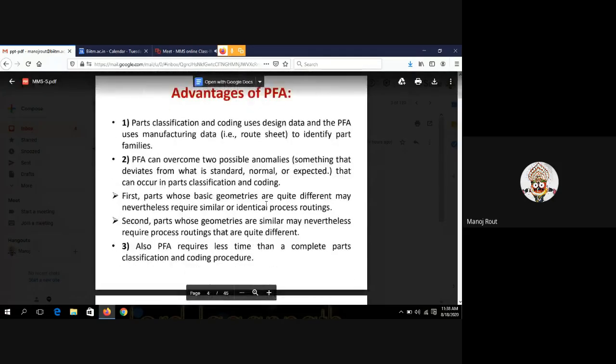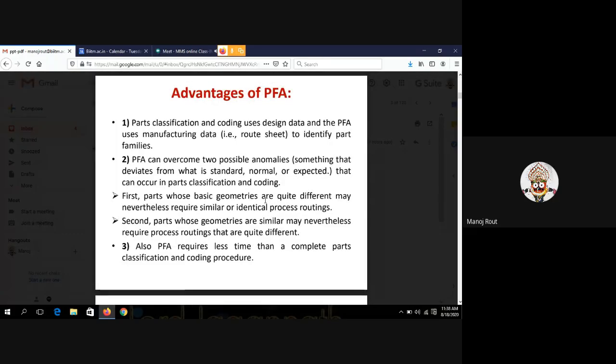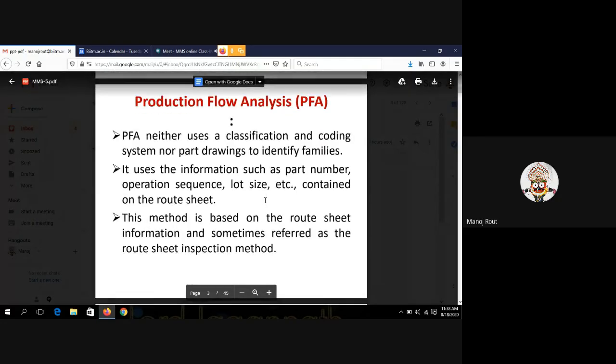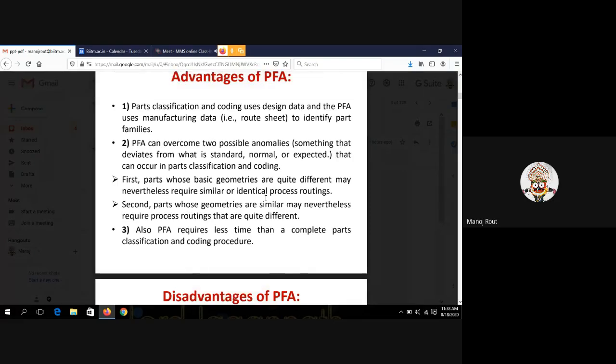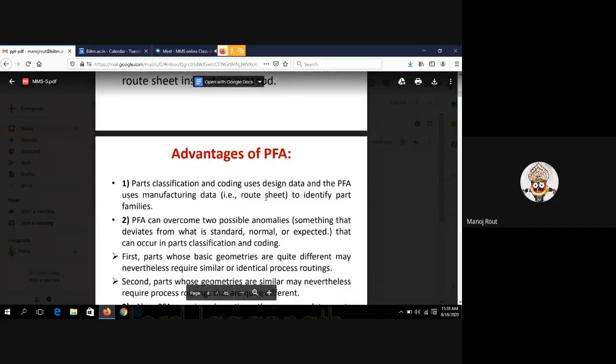So these are the advantages. Part classification and coding uses design data, and product flow analysis uses manufacturing data in the form of route sheets to identify the part families. And the product flow analysis can overcome two possible anomalies, that is, sometimes deviations from the standard, normal, and expected, that may occur in the part classifications.